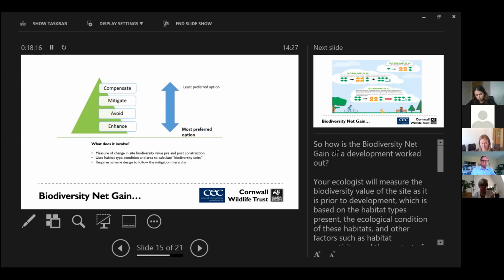I mean, yes, they are important and they form the basis of the requirement, but there are also principles that need to be followed. For example, following the mitigation hierarchy, so aiming to retain and enhance existing habitats on site rather than treating a site as if it's a blank canvas and just creating all new habitats on site. So that's the mitigation hierarchy in the orange-green triangle on screen.